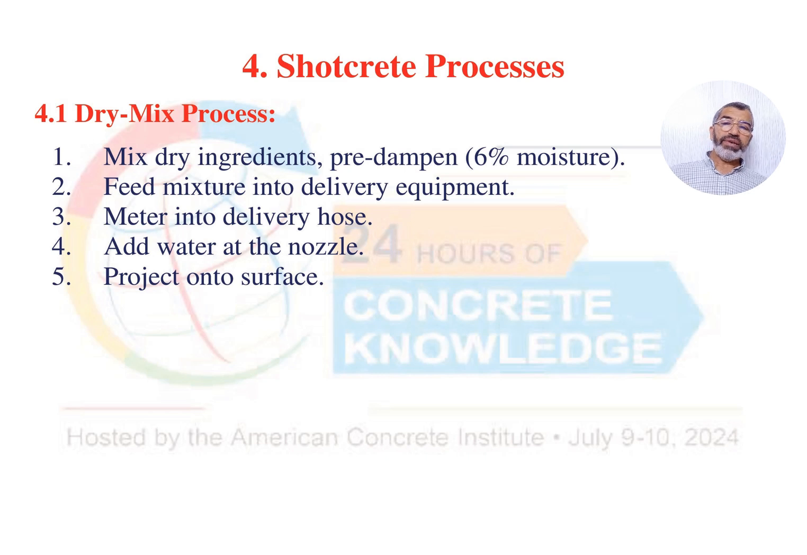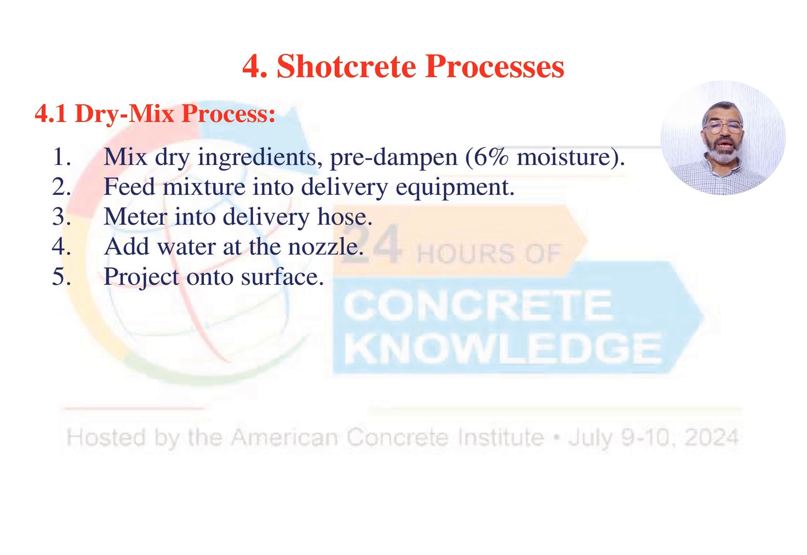First, the dry mix process, which we will briefly describe in steps. First, all ingredients are mixed and only pre-dampened to about 6% moisture. Then it is fed into a delivery equipment and metered into a delivery hose. Then water is added at the nozzle just prior to projecting and jetting the mix onto the receiving surface.